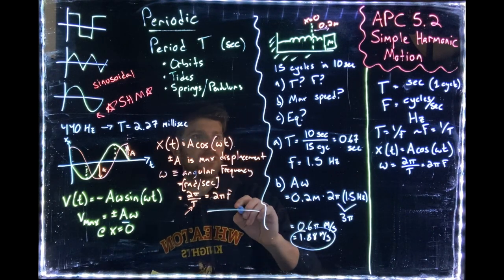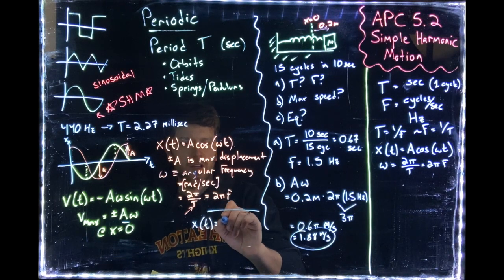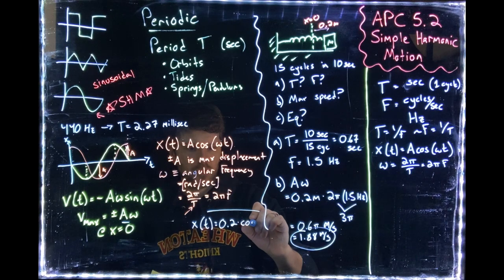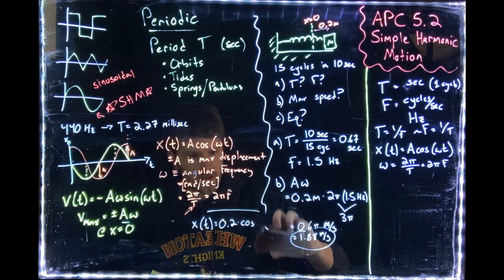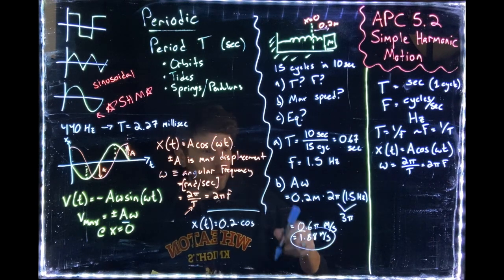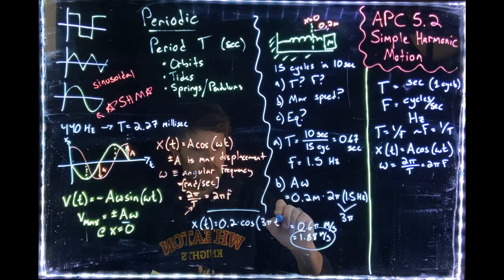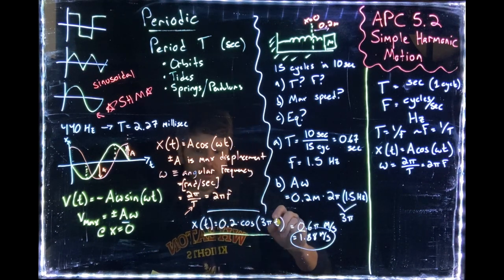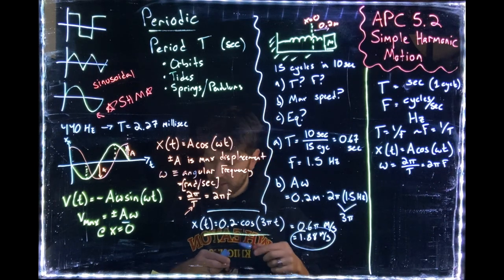And last but not least, can we write the equation? Well, now we have all the tools we need to write the equation. The position of this thing as a function of time is going to be the amplitude times cosine, and in this case, it's going to be 3 pi t. So we could use this equation to figure out at any point in the future where it is and how fast it's going.